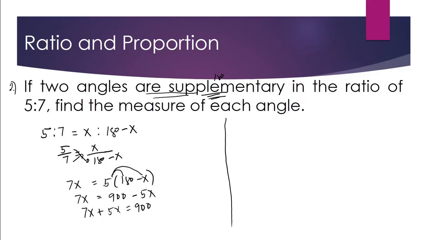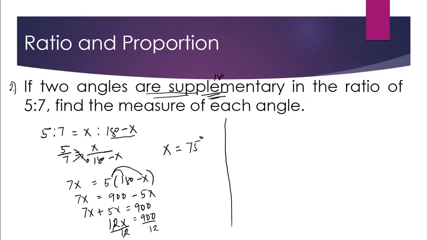Then simplify 7x plus 5x, that is 12x equals 900. And of course, you need to divide both sides by 12 to solve for x. So if you get the quotient, 900 divided by 12, that is equal to 75 degrees. It means one of the angles is 75 degrees.